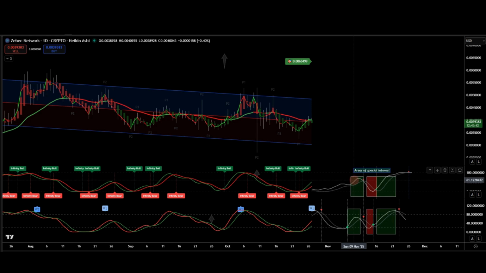Remember, the infinity signal doesn't predict direction. It predicts when momentum will align. And when those alignments happen across multiple timeframes, big moves tend to follow.